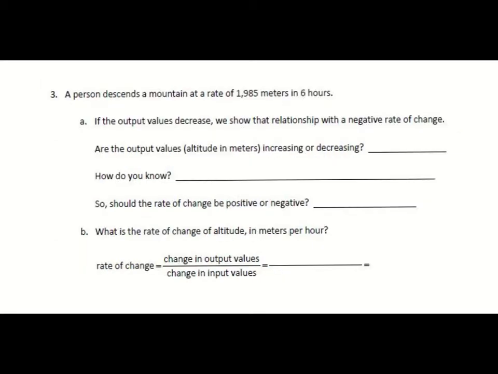Okay, a person descends a mountain at a rate of 1,985 meters in 6 hours. If the output decreases, we show a relationship with a negative rate of change. Are the output values in meters increasing or decreasing? If they're talking about descending, the word descending means they're decreasing. So should the rate be positive or negative? It should be negative.